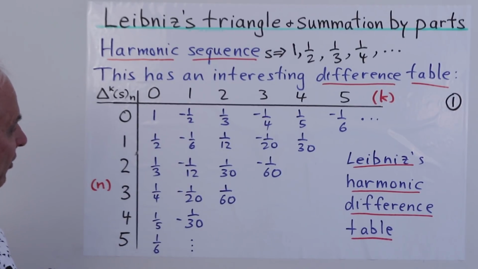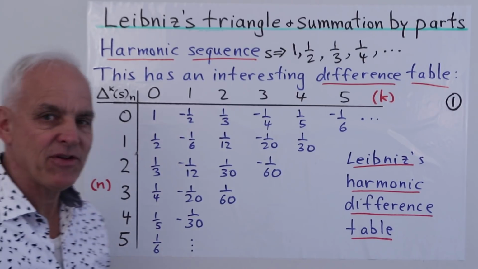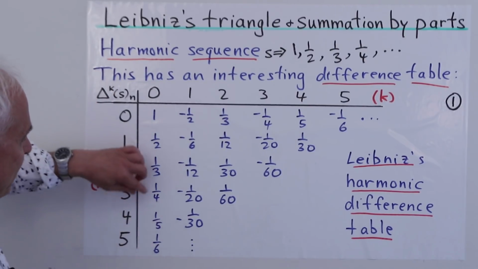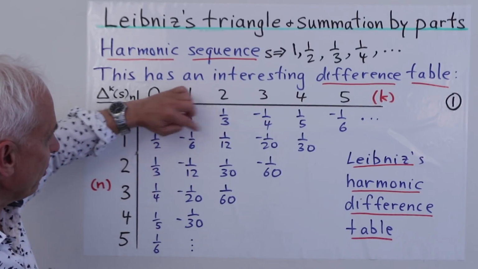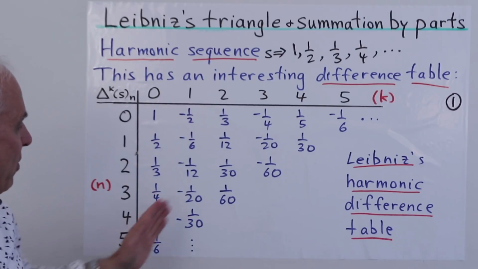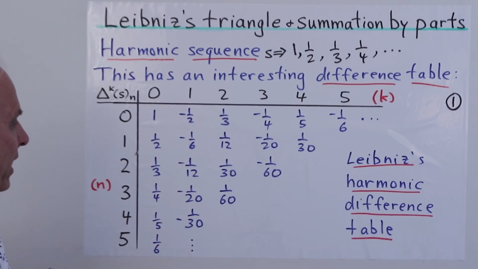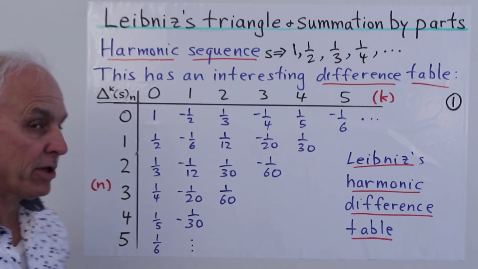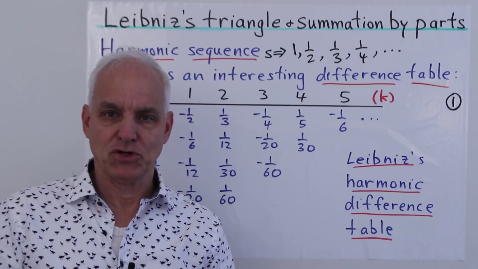Okay, so what do we notice about this? Well, there's some kind of symmetry involved. First of all, the table appears to be kind of symmetrical. There are these minus signs down every second column, but otherwise there's a kind of symmetry. And if we examine it a little bit more carefully, we'll notice that there's a nice pattern to it.